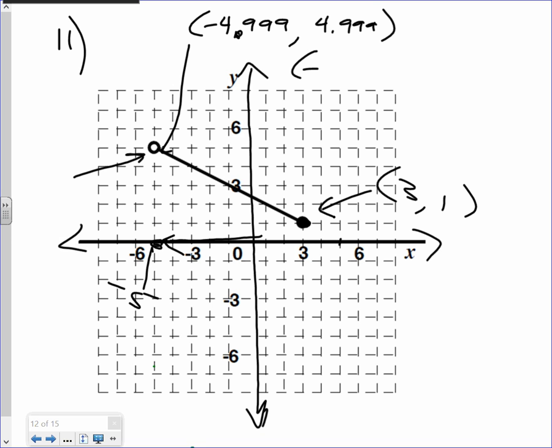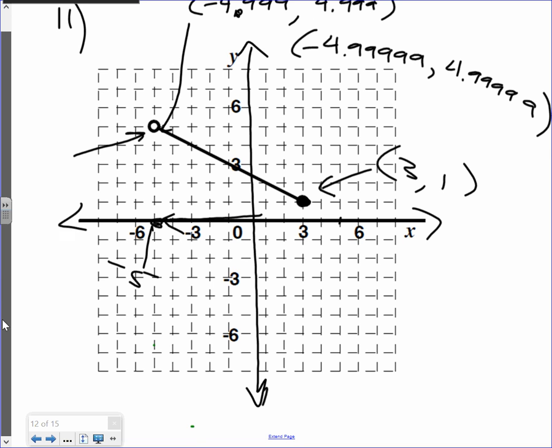How about if x is negative 4.99999? Imagine getting closer and closer. So if x is negative 4.99999, y will be, let's see, 1, 2, 3, 4, almost 5. Y will also be positive 4.99999. That's what this is telling you. The function gets closer and closer to 5 without actually ever becoming 5. That's what the open circle means.